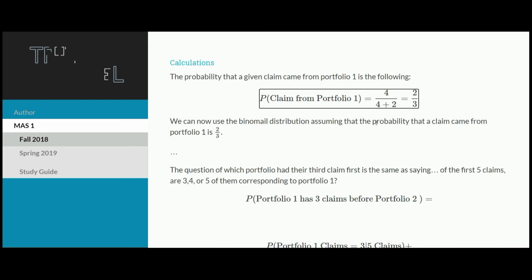So that really sounds like a binomial distribution, right? It's like there was a coin flip and we know the probability of heads is 2/3. That really simplifies the problem now. So now that we know that corresponding binomial distribution probability, we can then try to summarize this question.